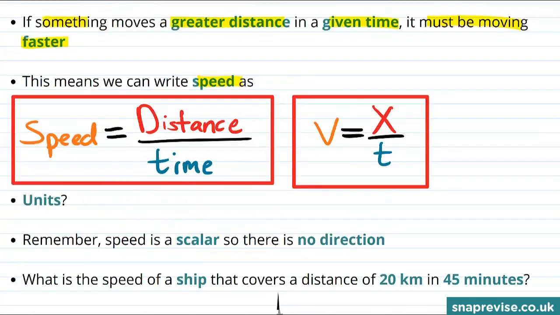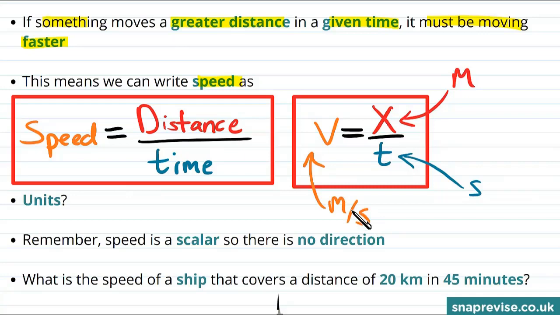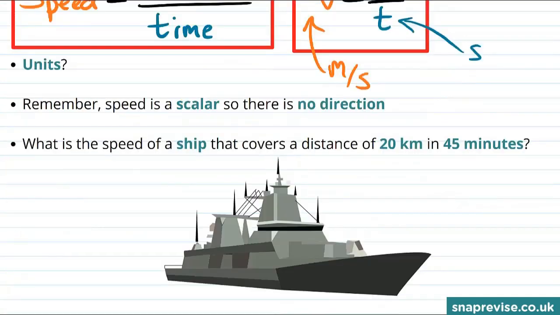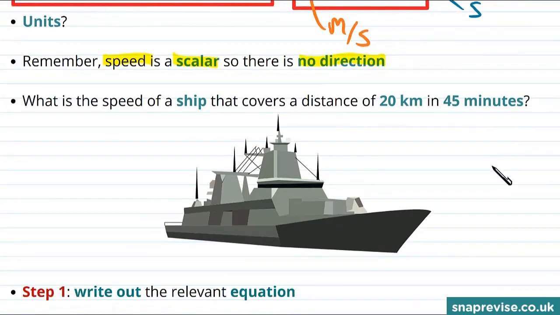Let's quickly review the units that we're using here. The distance will be measured in meters, the time will be measured in seconds, and the speed is measured in meters per second. Now, don't forget that the speed, unlike the velocity, is a scalar, so we don't worry about the direction of motion in this equation. Let's take a look at an example now.